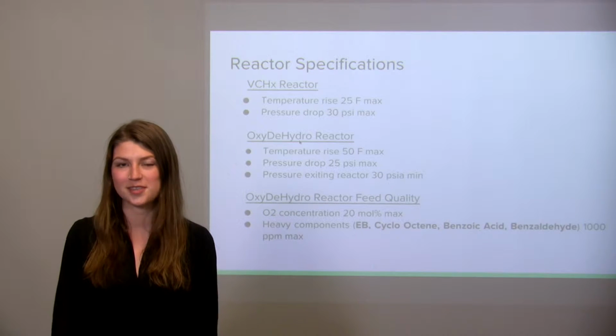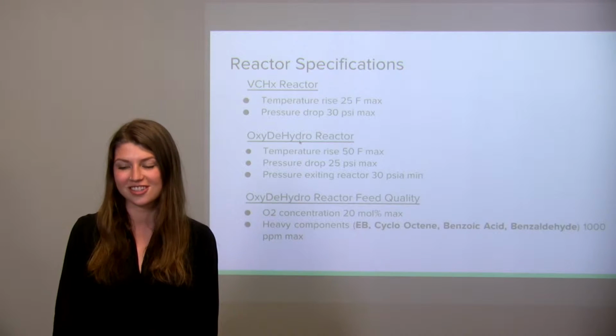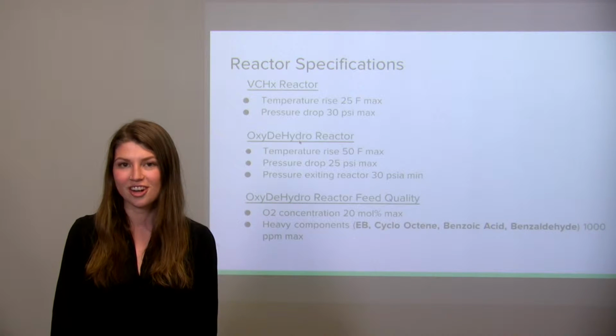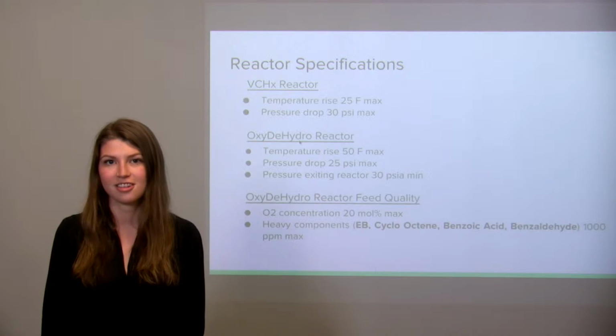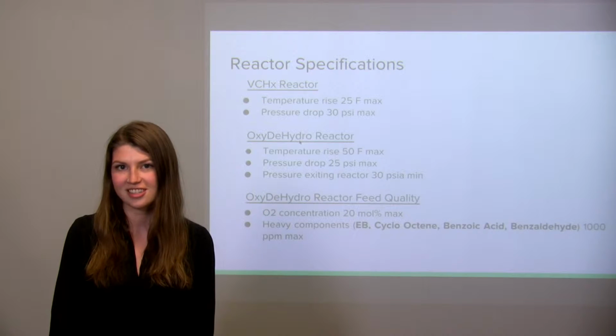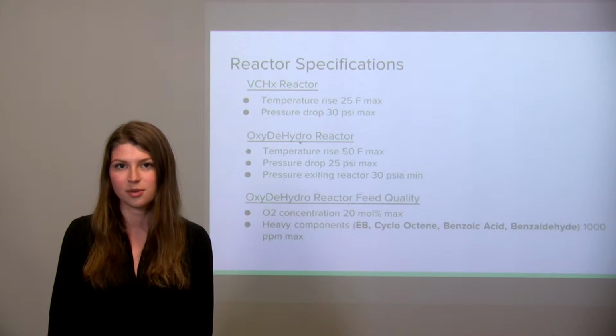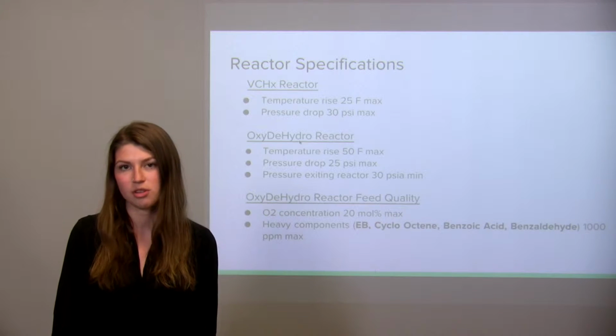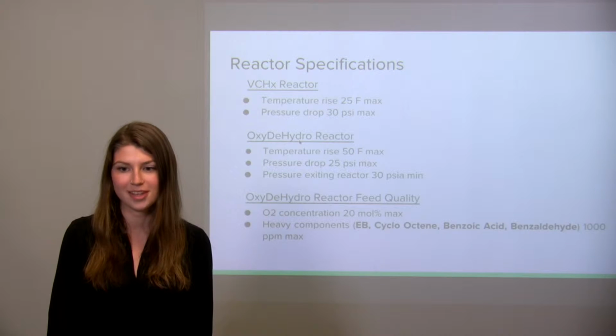In addition to product specifications, we also had reactor specifications. For the VCHX reactor, the maximum temperature rise from inlet to outlet was 25 degrees Fahrenheit, to ensure an efficient and safe reaction. The pressure drop was also kept to 30 psi maximum, to ensure the catalyst works properly. In the oxydehydro reactor, the temperature rise was 50 degrees maximum, again to ensure an efficient and safe reaction, and the pressure drop in this reactor was limited to 25 psi. The pressure exiting this reactor had to be 30 psi to ensure good catalyst performance.